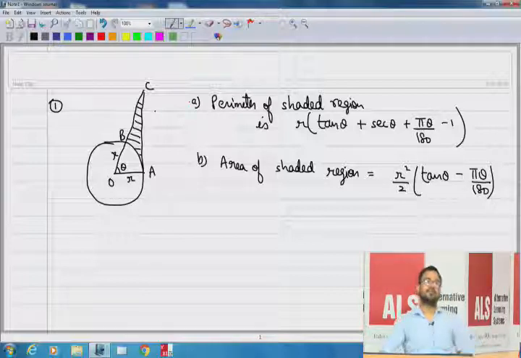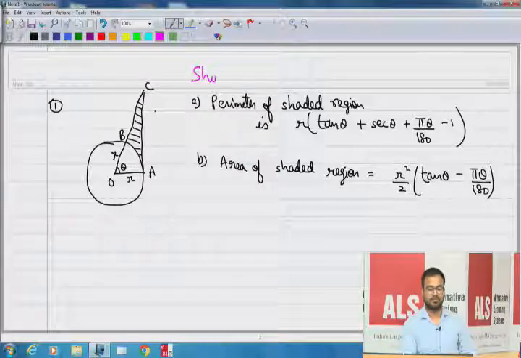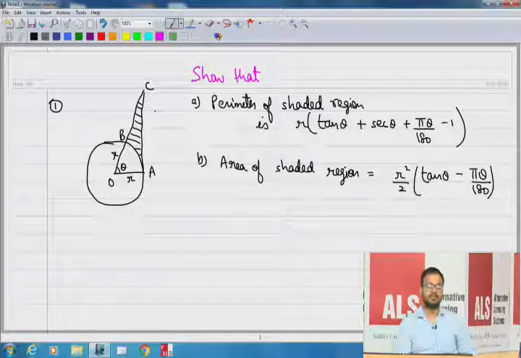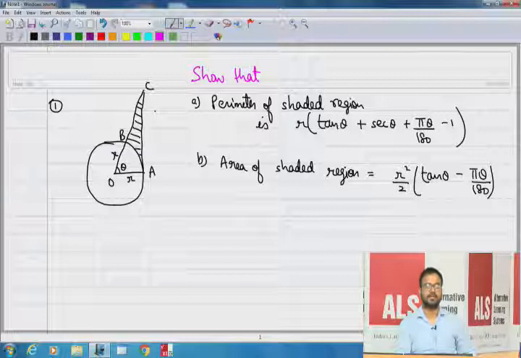Please do this question. Only you are present today. This is the shaded region. You have to show that the perimeter of the shaded region is this one and the area of the shaded region is this one. And the shaded region is made up of this sector, and this is a triangle. Angle theta is there at the center.